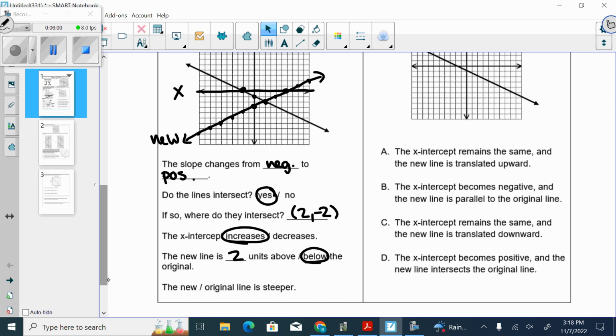So what is same, right? Because remember, for steeper or less steep, the number has to change. And our number didn't change, right? It was 1/2 and -1/2. So they're neither. They stayed the same. Trick question there. All right.